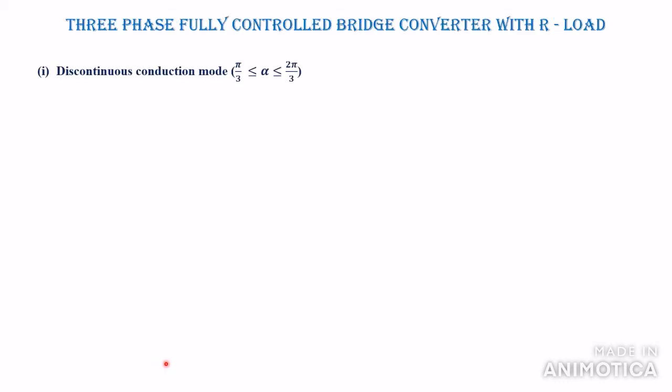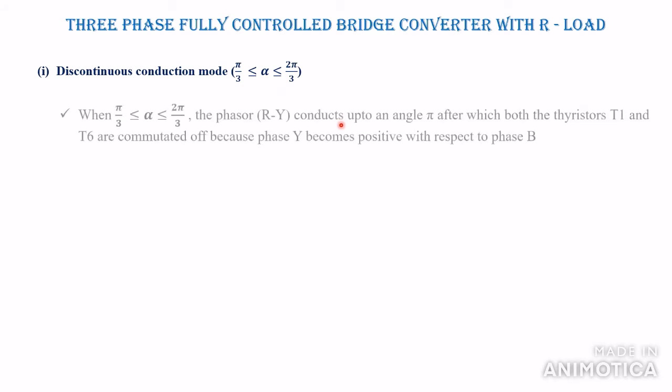Next we will discuss discontinuous mode of conduction. In this mode the current will become 0. This will occur when alpha varies in between pi by 3 to 2 pi by 3. So these are the points regarding this discontinuous mode of operation. Here when alpha lies in between pi by 3 to 2 pi by 3, the phase Ry conducts up to an angle of pi.